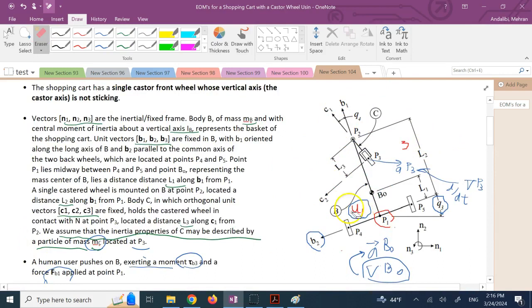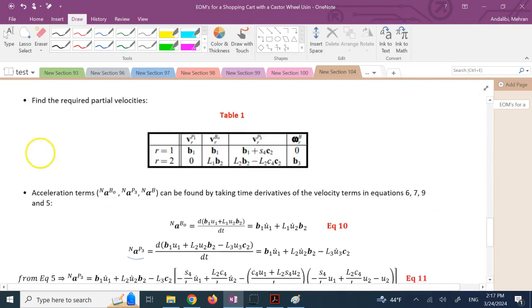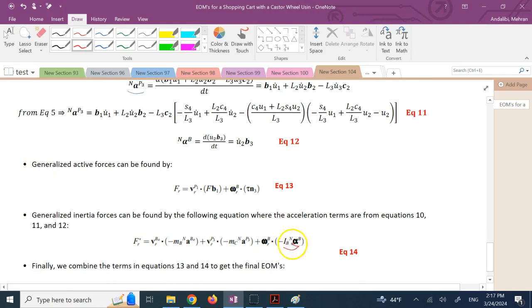The points where the masses are concentrated, here MB and here MC, we need them. Is there anything else? Yes, this term here, IB. There is a rotational inertia here. For a rotational inertia term, we also need to calculate the alpha of that rigid body, alpha of B, for which we need omega of B to take a time derivative.